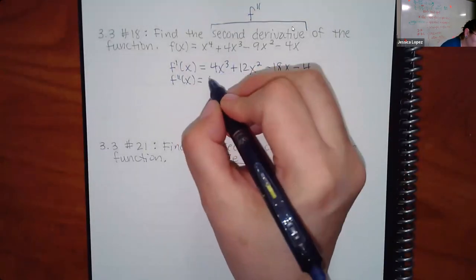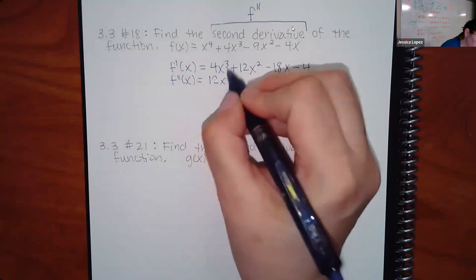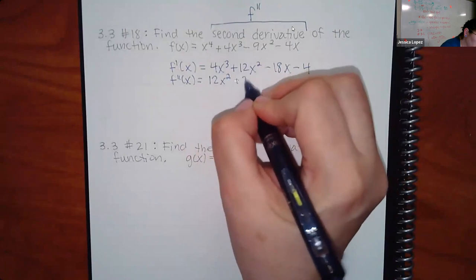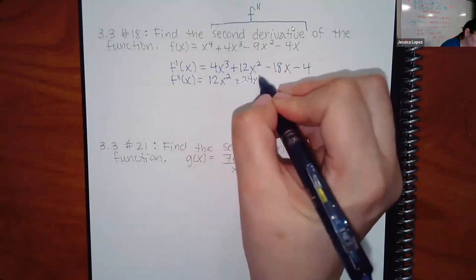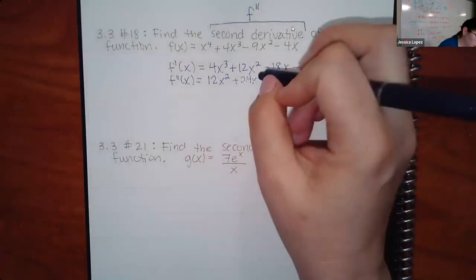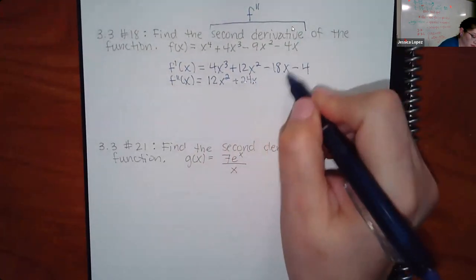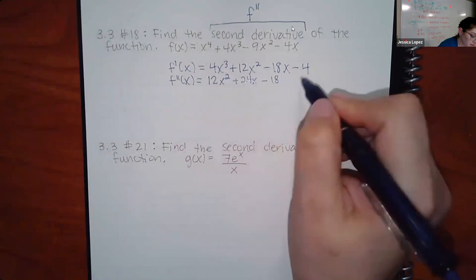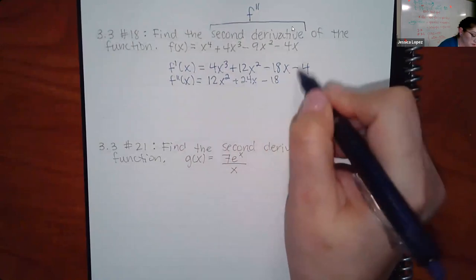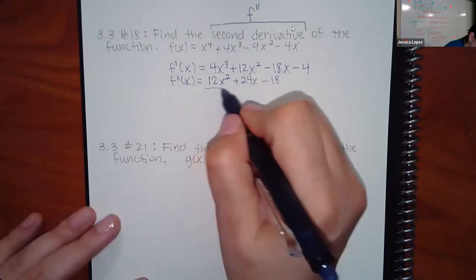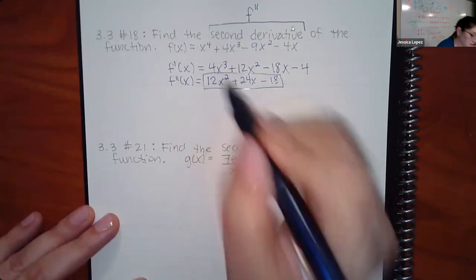If I multiply, I get 12. If I take away one, I get two. If I multiply, I get 24. If I take away one, I get one, but I'm not gonna write that. It's usually invisible. And then 18 times one is just 18. And then the derivative of a constant is just zero. So this is what they're asking me for, that double prime.